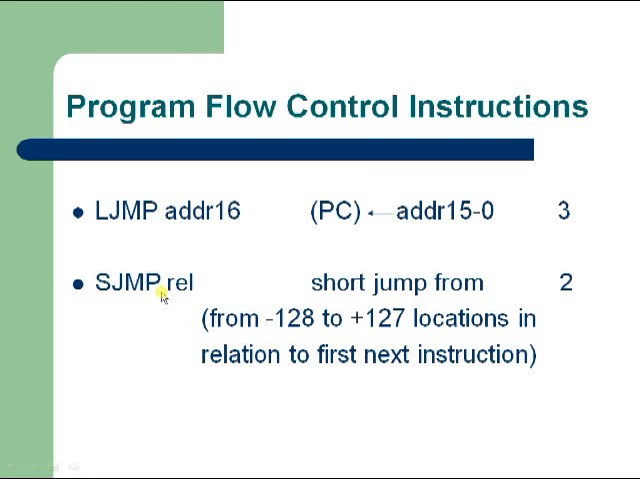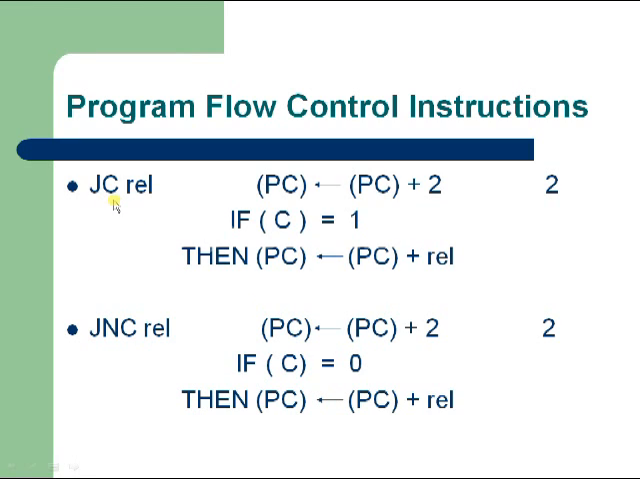Now LJMP, which is again an unconditional jump, specifies a 16-bit address, and that address gets copied into the program counter. Then SJMP, the short jump, jumps to the specified relative address, but its range is from -128 to 127 locations. Now JC, jump if carry, to the relative address: if the carry flag becomes 1, then it jumps to the specified relative address, and that relative address gets copied into the program counter.